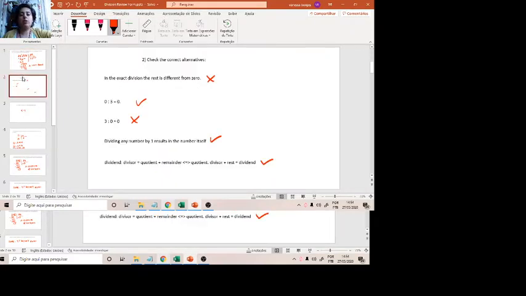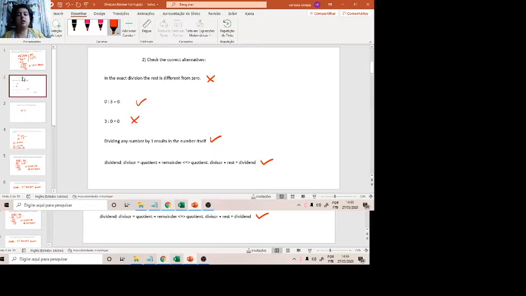The second question, check the correct alternatives. The first says, in the exact division, the rest is different from 0. This is wrong because the definition of exact division is that the rest or the remainder is 0. Then 0 divided by 3 is equal to 0. That's true. 3 divided by 0 is not possible, this division, okay?